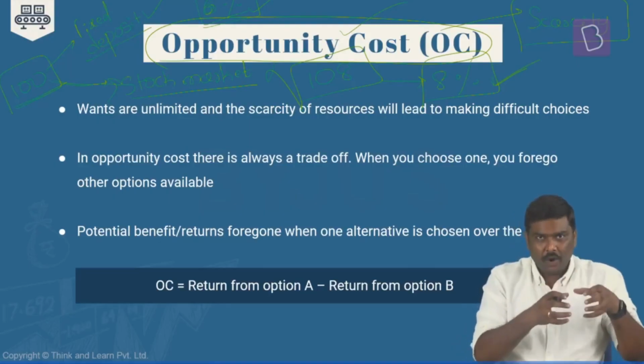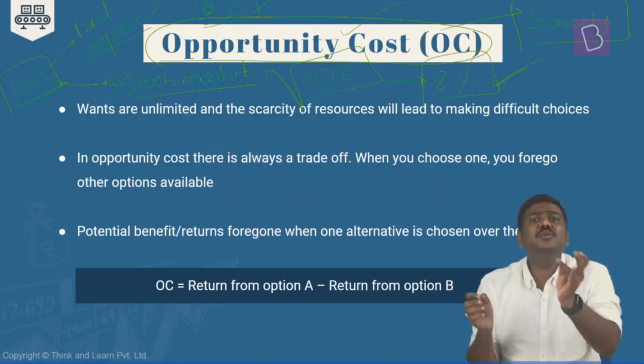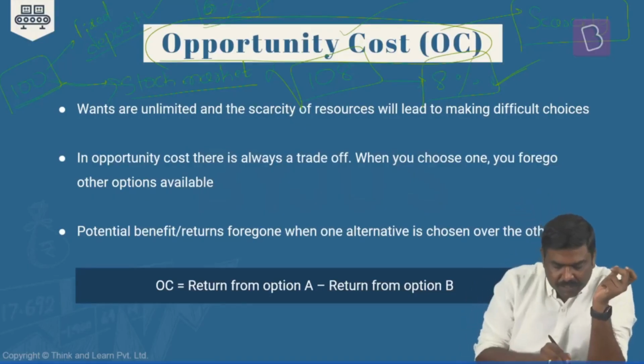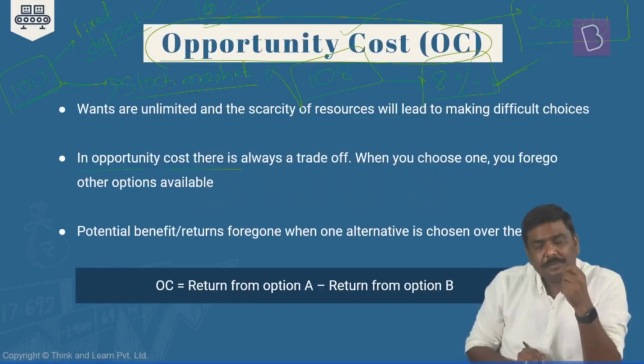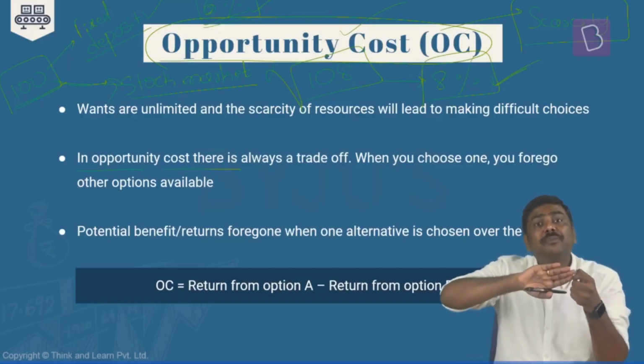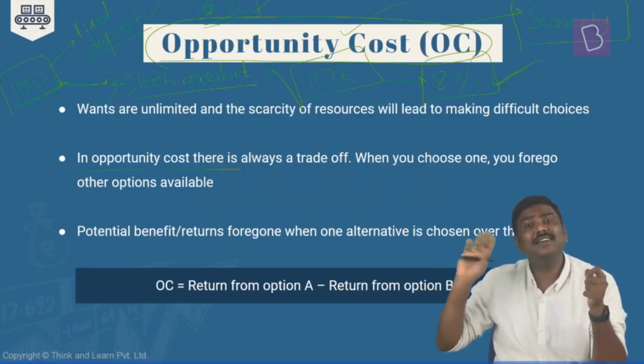So by choosing one option over another option, either you will gain a certain amount or you will be losing a certain amount. Is the logic okay here? What is the opportunity cost? Opportunity cost is basically the concept wherein a person has to choose one option and forego the benefit that they would have derived by choosing the other option.